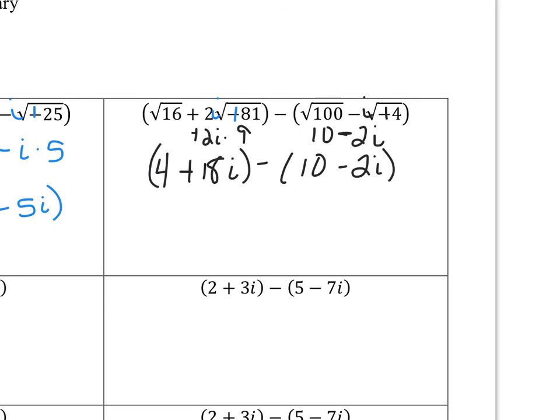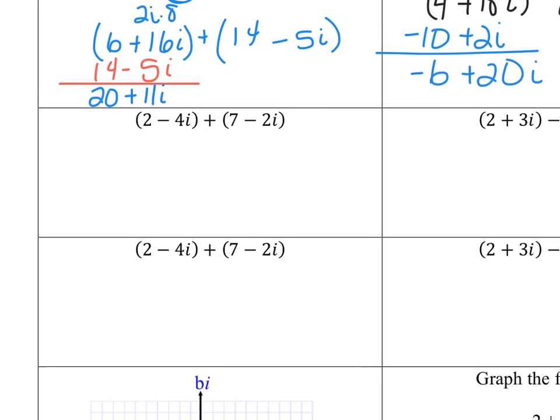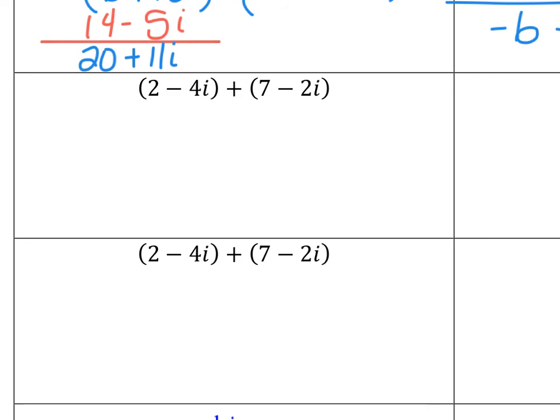So now we're subtracting. So we add the opposite. We need to change the signs of both of those. Line it up. Add them up. Negative 6 plus 20i. Alright. Hopefully I'm adding right. So here we're just, no reducing necessary. Just add or subtract. Try it out on your own.